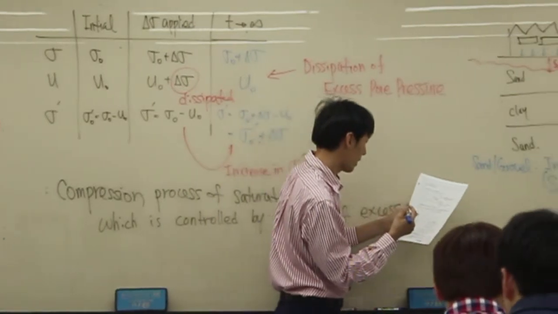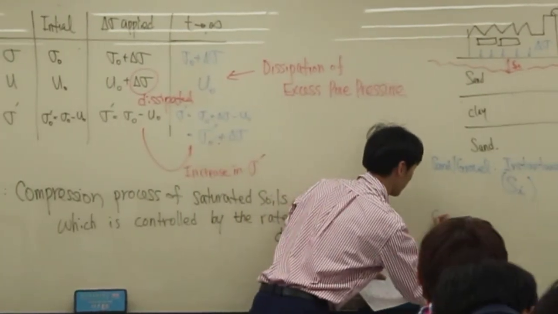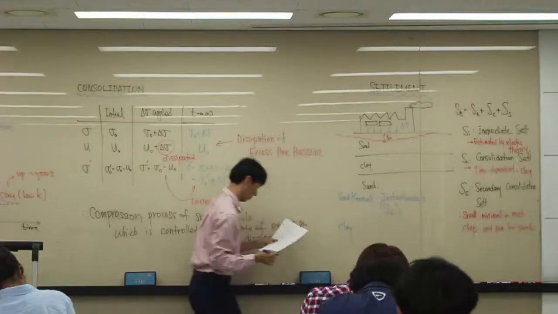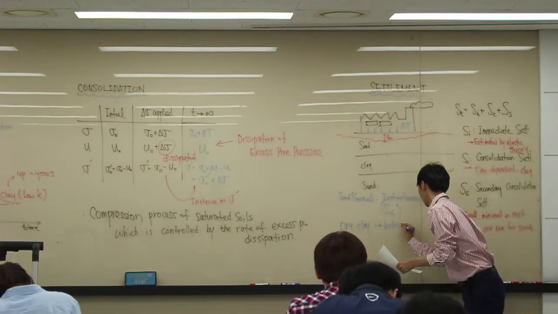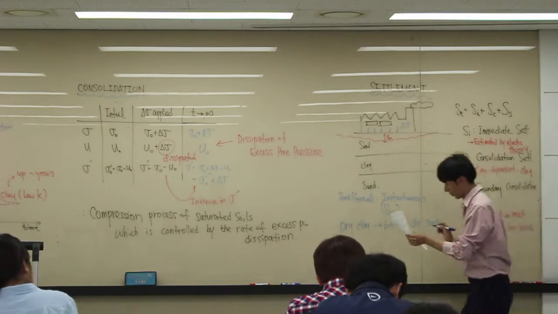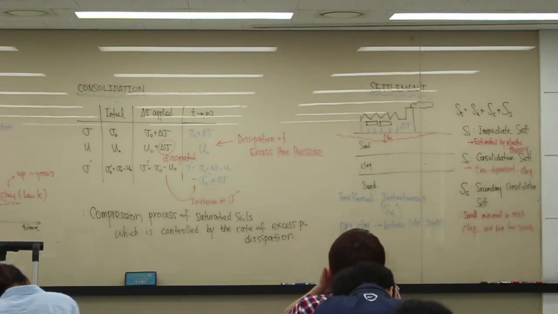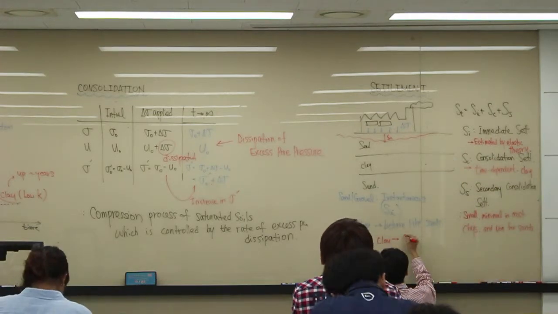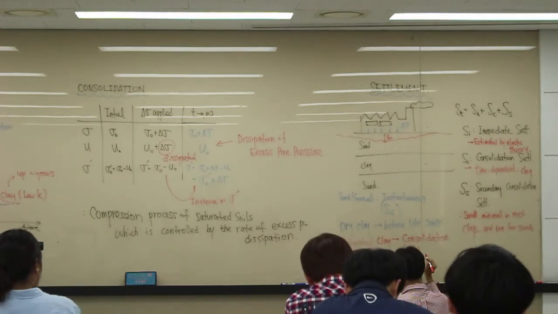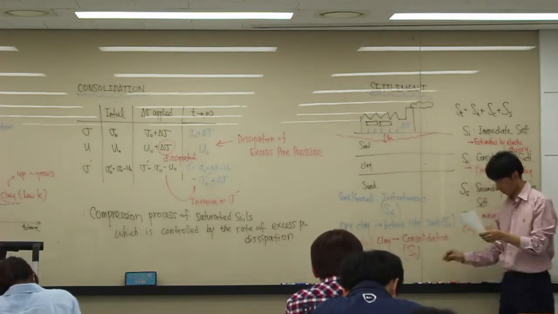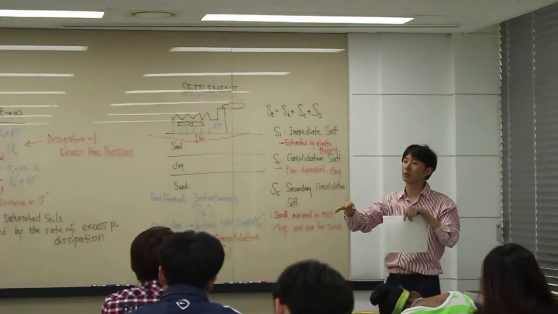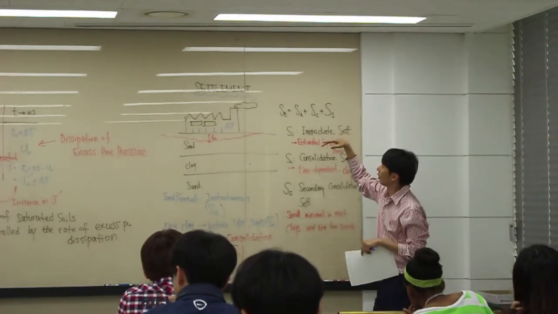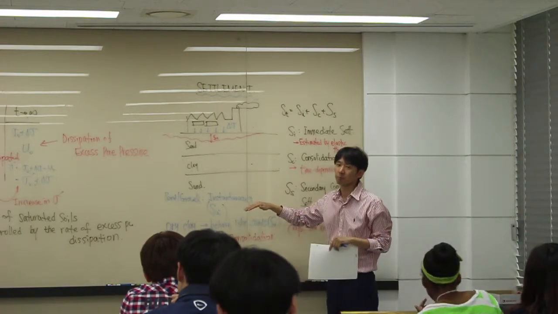In the case of fine grain soil, when you have a settlement problem, you can approximate using this kind of concept. Coarse grain soil doesn't go through the concept.